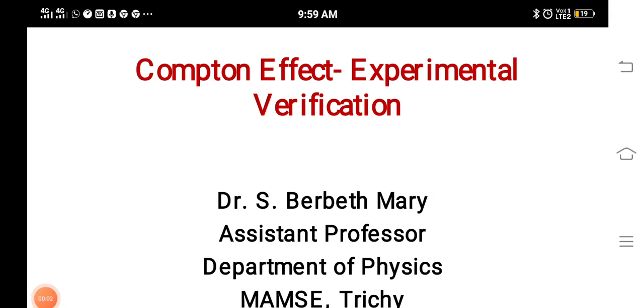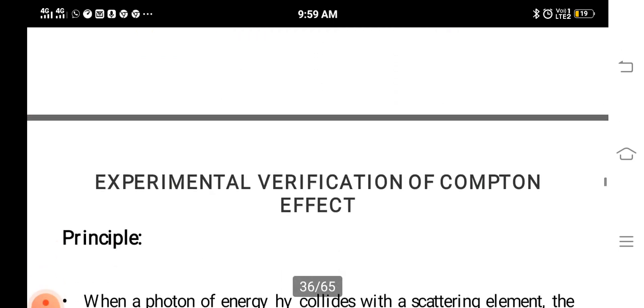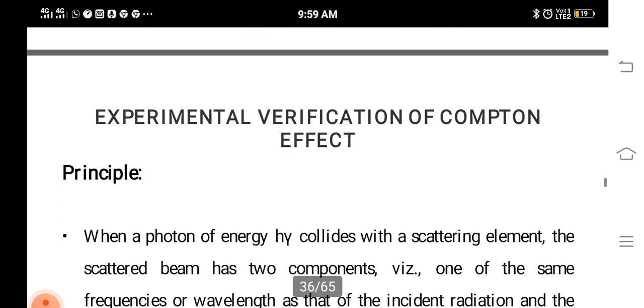Good morning to all. Now we will discuss the Compton effect, the experimental part of Compton effect. For that we are going to have the experimental part.